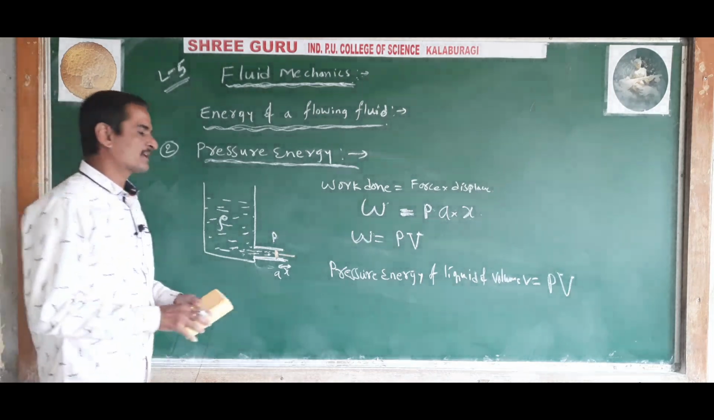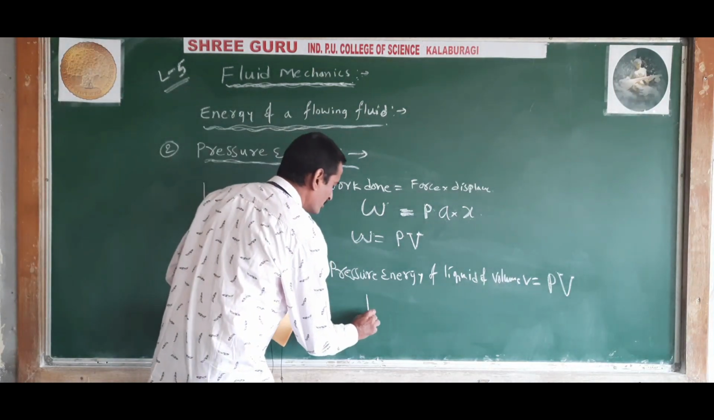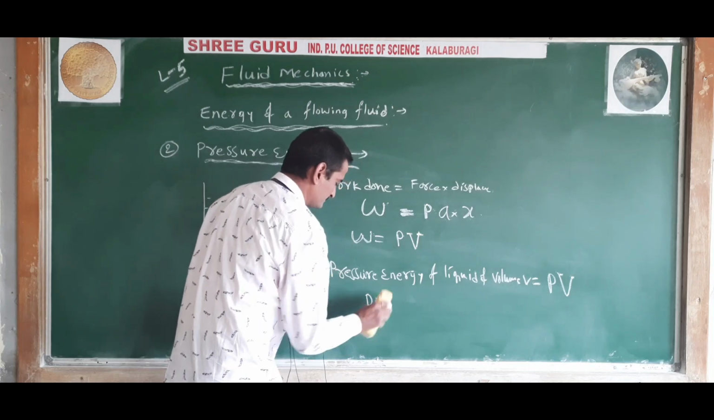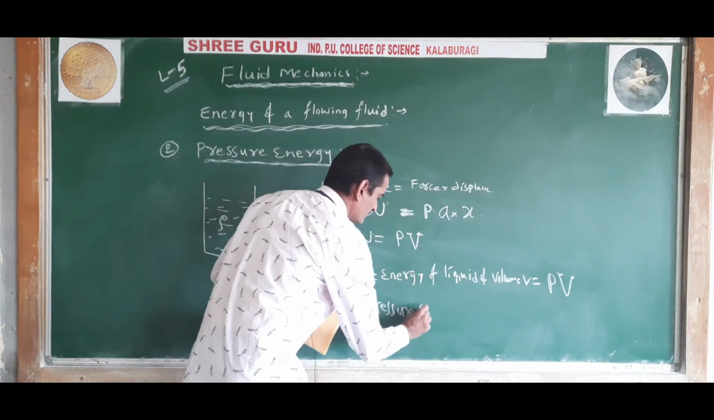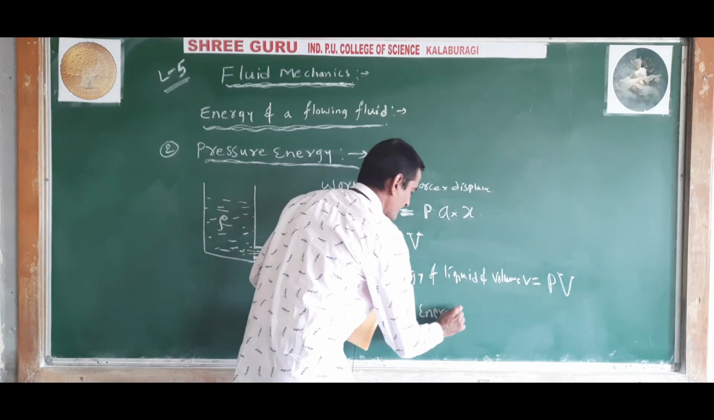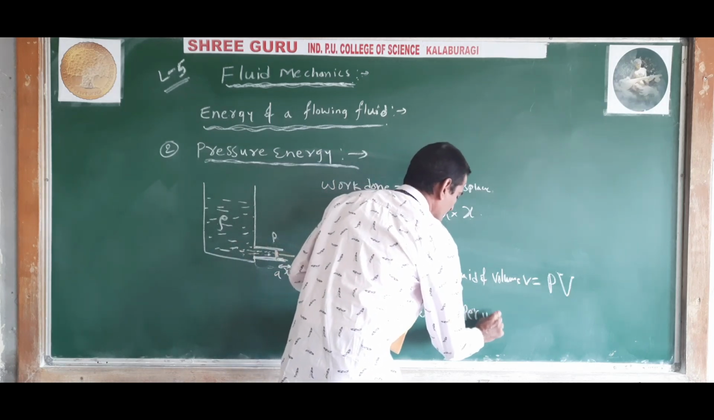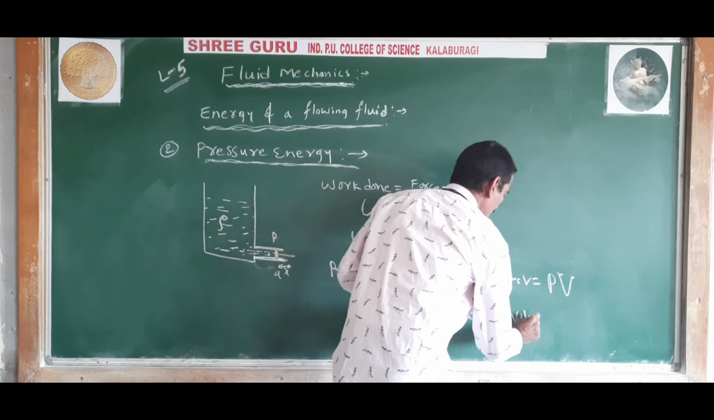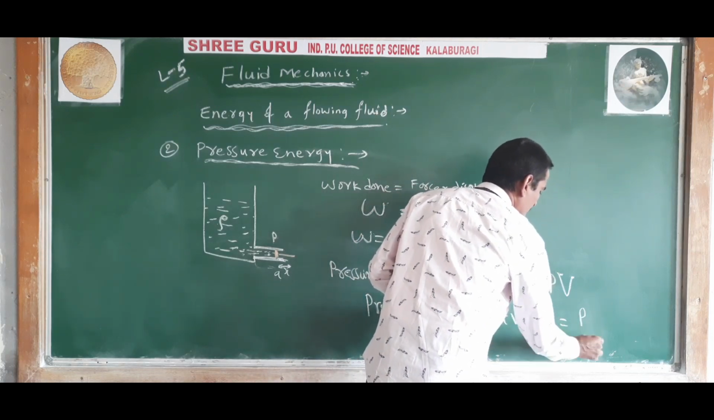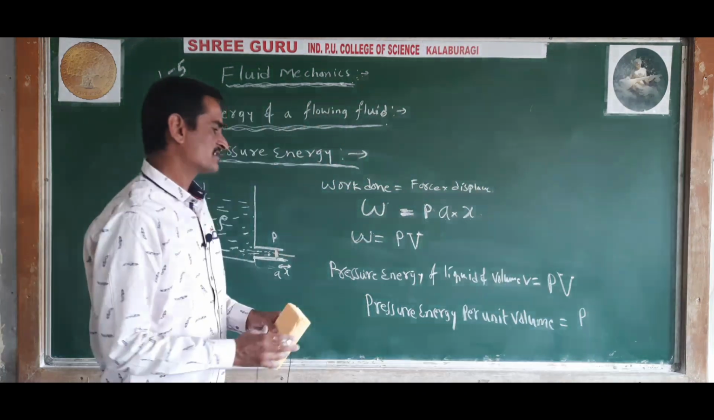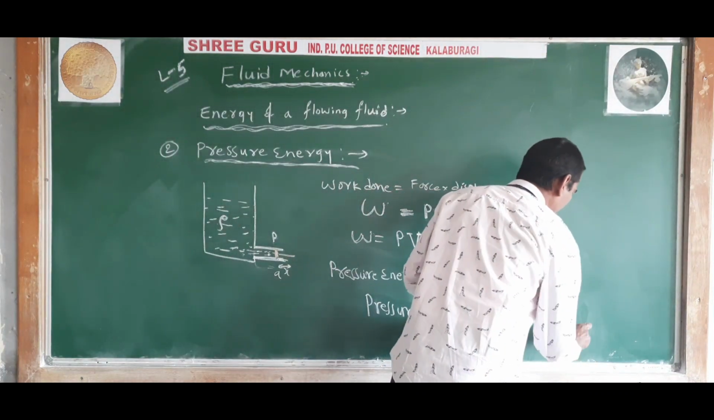Now pressure energy per unit volume is equal to P into V divided by V, that is P. Pressure energy per unit volume is equal to P, that is the excess pressure.